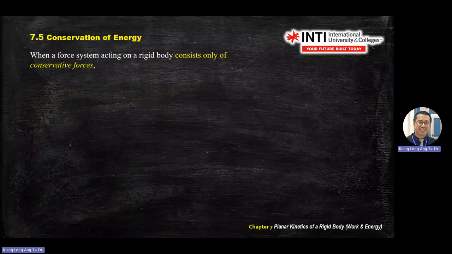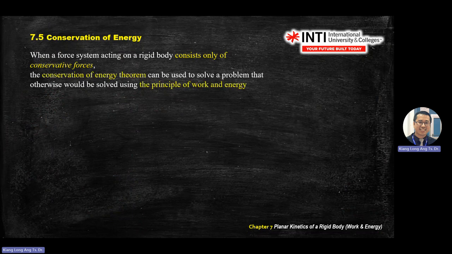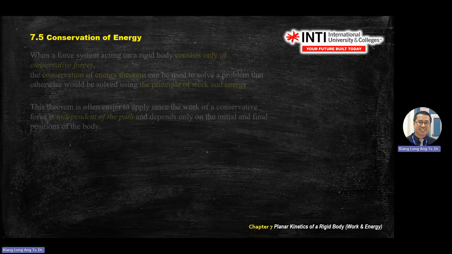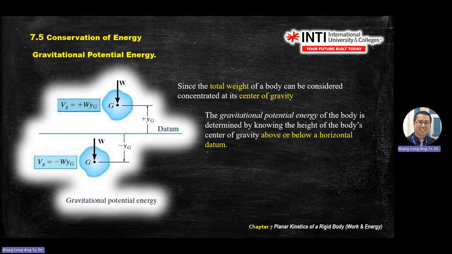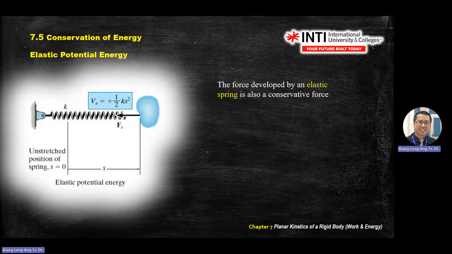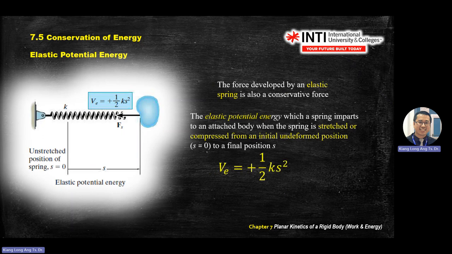This one we go a bit faster. You just repeat it, then we call it a day. Okay, conservation of energy. This one you read. Potential energy, we already mentioned, you refer to datum. If the object is above the datum, you get positive energy. Below the datum, you get negative energy. Elastic, we already mentioned just now, also the same. Spring always gives you a positive value.